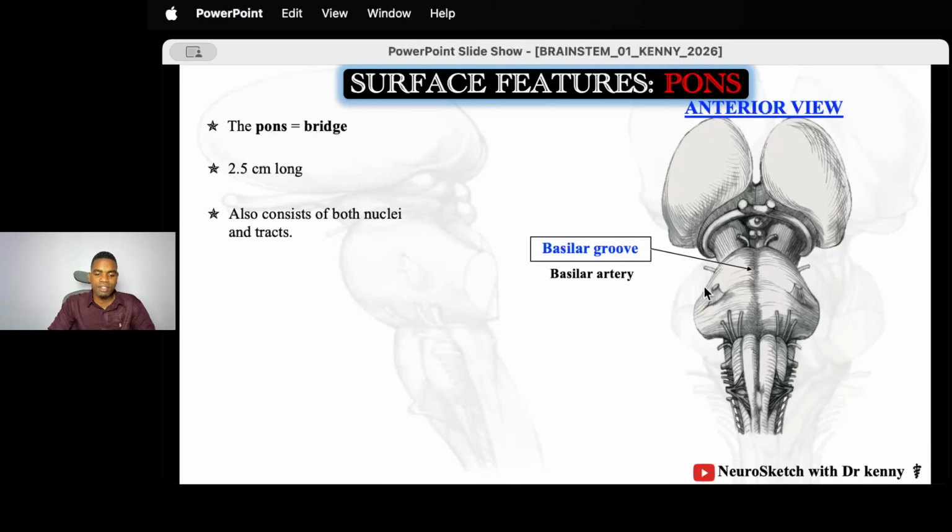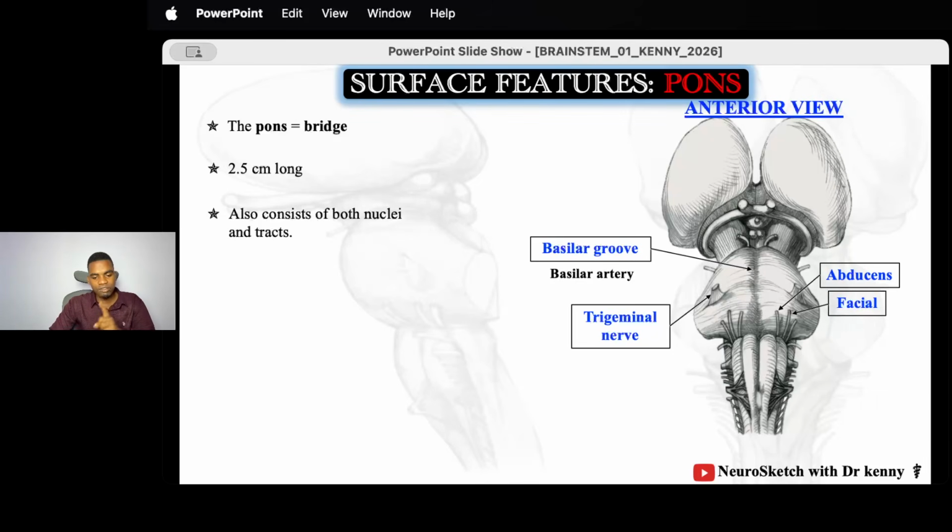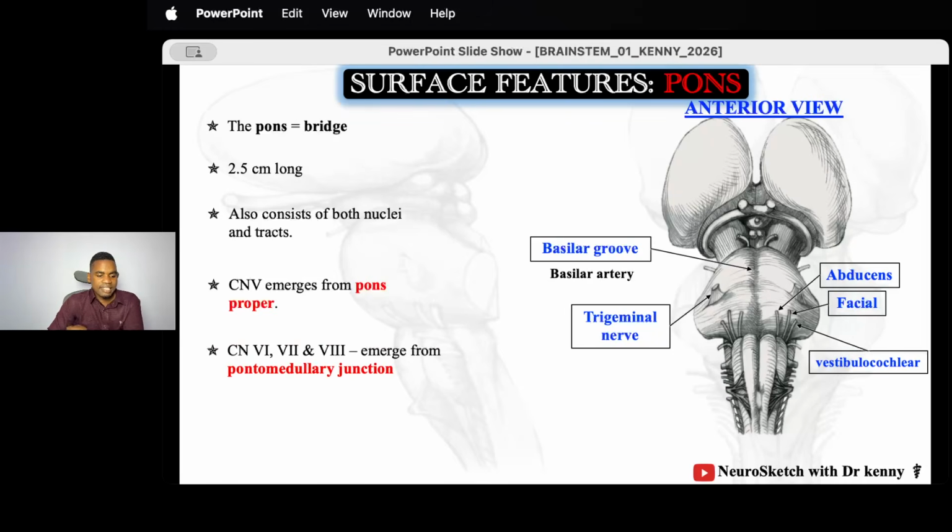The basilar artery. Now, the pons is associated with cranial nerve number 5, which is the trigeminal nerve, number 6, which is the abducens nerve, number 7, which is the facial nerve, and number 8, which is the vestibulocochlear nerve. But I want to make something very clear here: the trigeminal nerve is the only nerve that emerges from the pons proper. The other nerves emerge in between the pons and the medulla, at the junction between pons and medulla. So yes, they are associated with the pons, but they are not originating from the pons proper. So cranial nerves number 6, 7, and 8 emerge at the pontomedullary junction, a junction between pons and medulla.